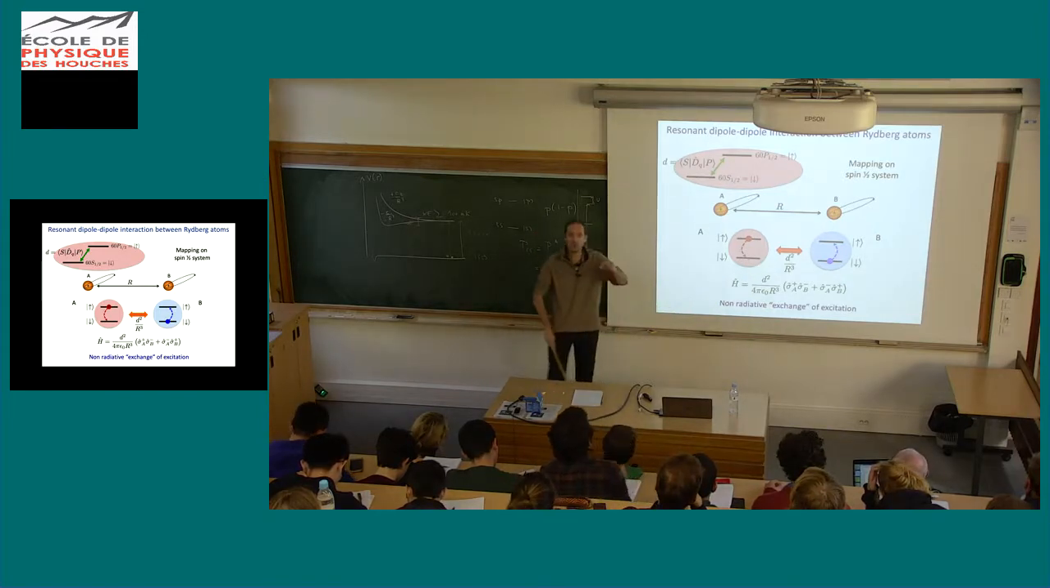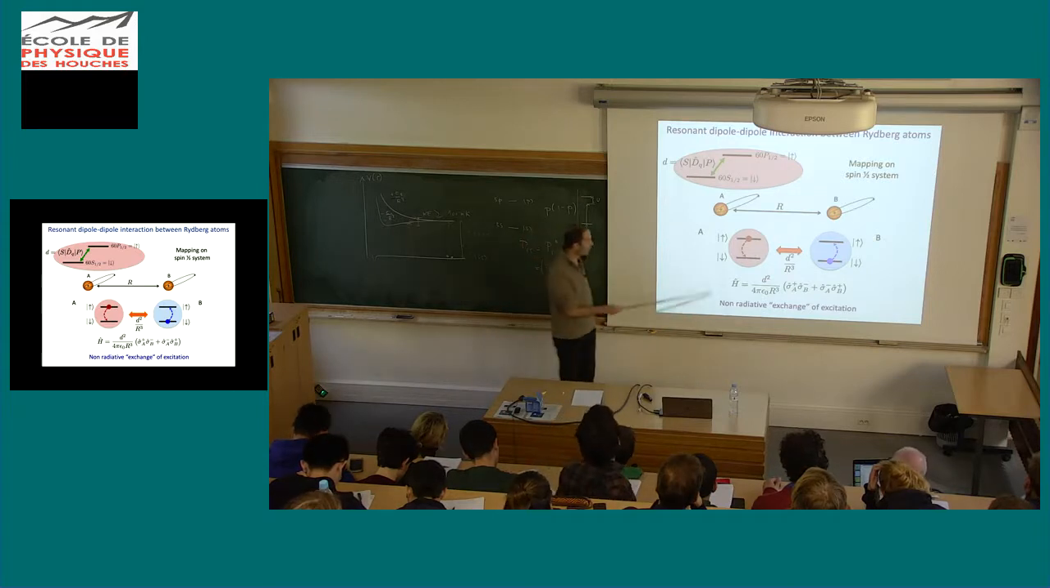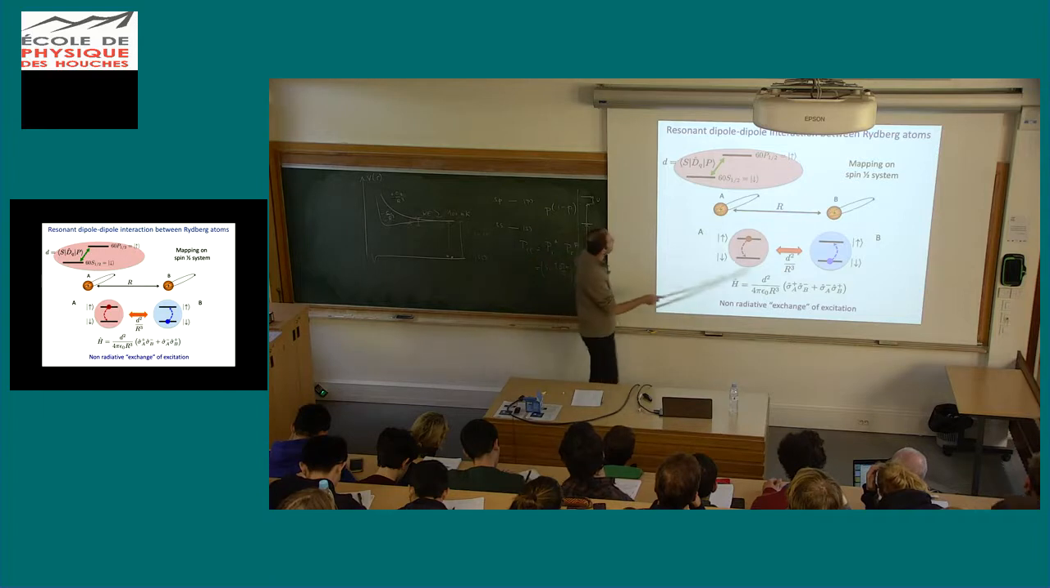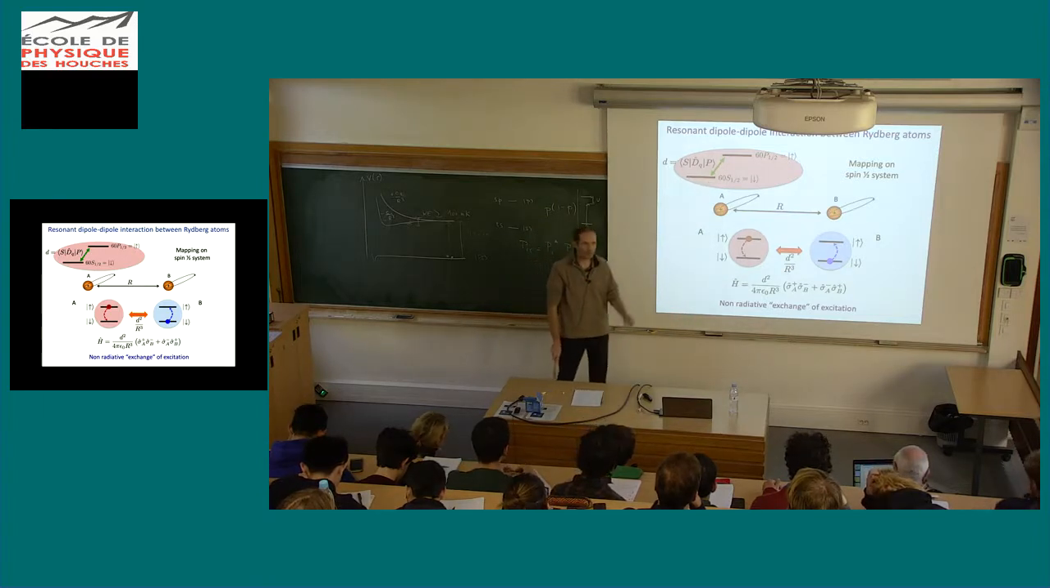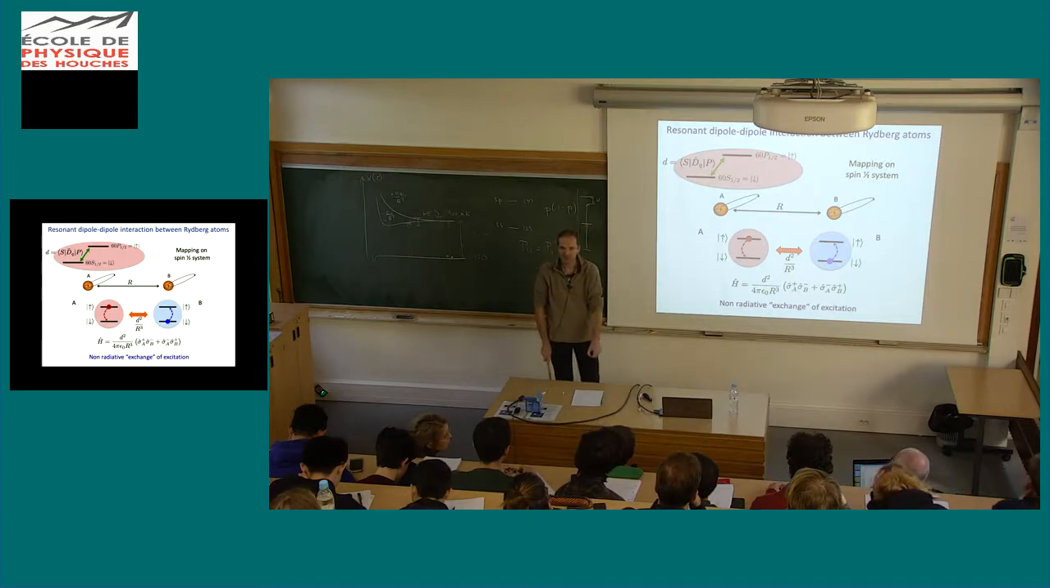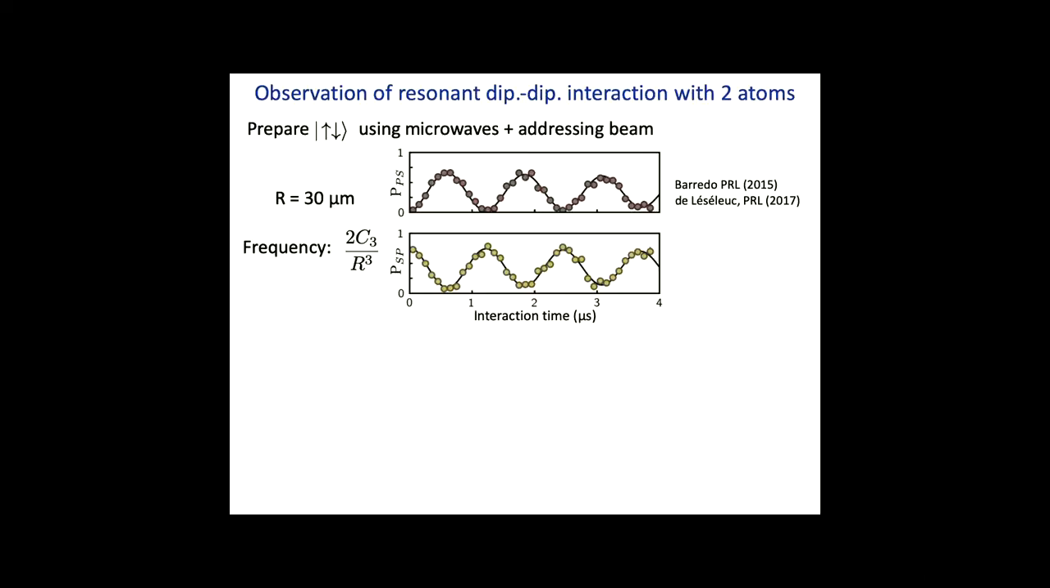But here we are in the near field regime, and therefore you only have the contribution to the 1 over r cubed term. D here is the matrix element connecting the S and the P. You do not need the light or the microwave to induce it. It's here because this is a matrix element. And can we measure that in the experiment?